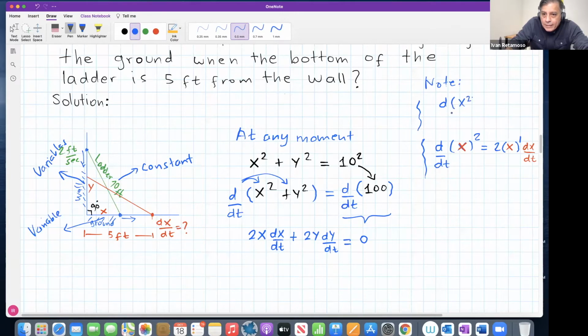If I am taking a derivative of this with respect to x, then yes, this will be 2x. You follow? This is 2x, but since this is a derivative with respect to time, not with respect to x, I have to attach this dx/dt. And the same thing with y: the derivative of y squared with respect to y will be 2y, but with respect to t, we have to attach dy/dt.